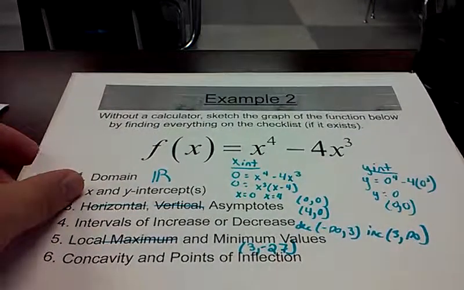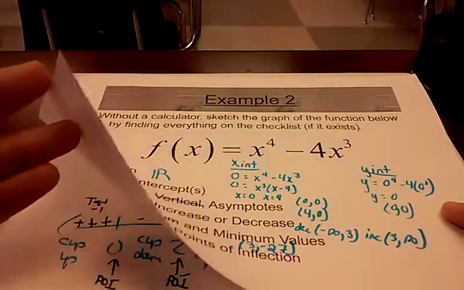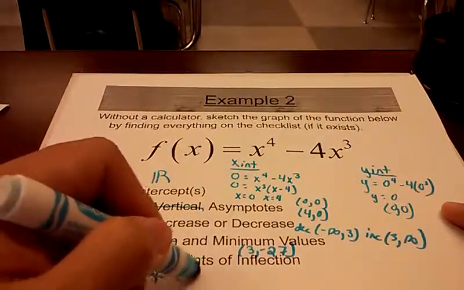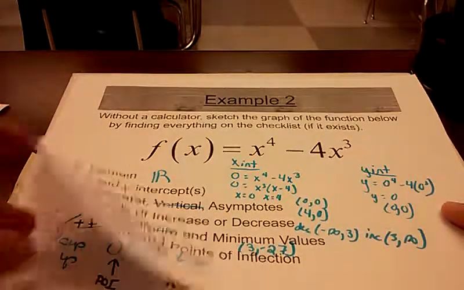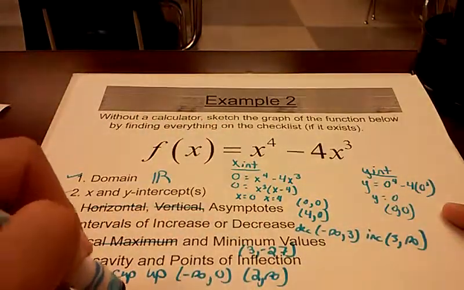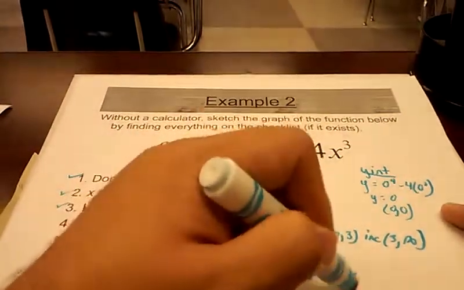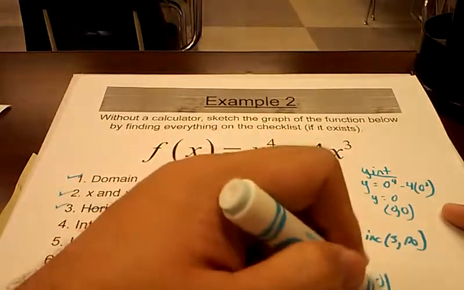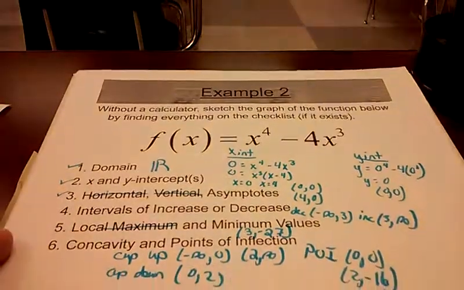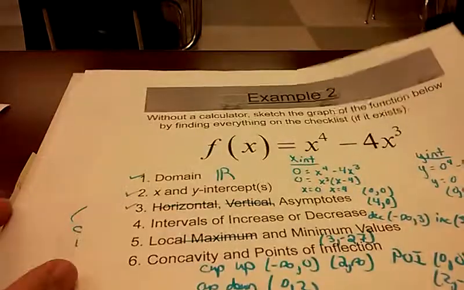So let me pull back this form again. So again, what we said was it's cup up from negative infinity to 0, and then from 2 to infinity, it's cup down from 0 to 2. And then there are POIs, points of inflection, at 0, 0, and at 2, -16. Okay? All right, so now we're going to sketch a graph of this curve.